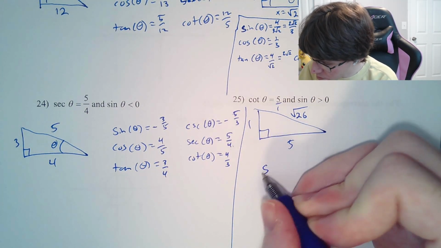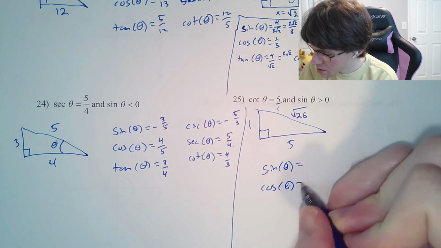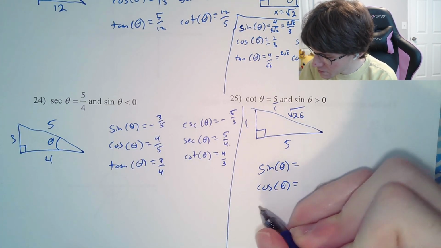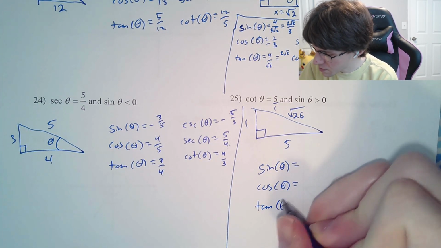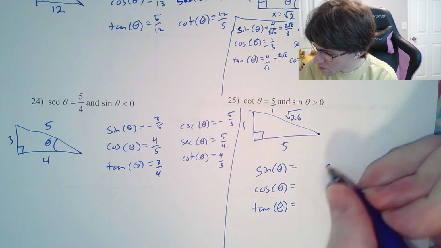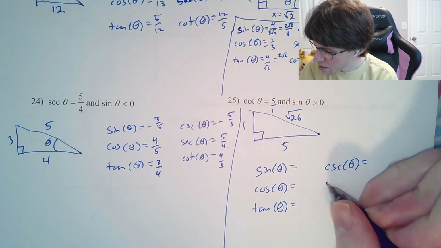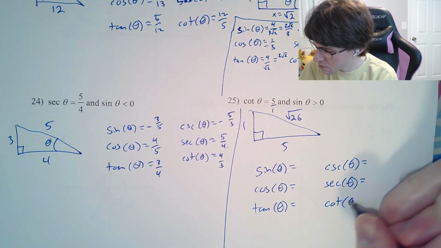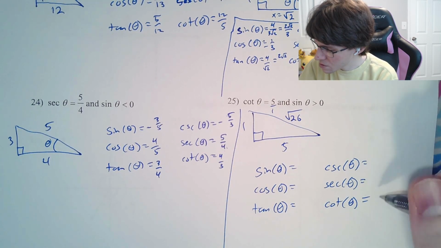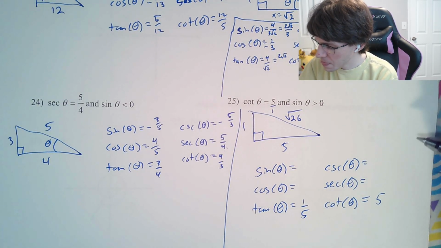And let's go ahead and do all 6. Sine theta equals, cosine theta equals. Why did I say 5? Man, oh man. Then we have the tangent of theta equals, the CSC of theta equals, the SEC of theta equals, cotangent of theta equals. We got cotangent is 5, and therefore tangent is 1 over 5.